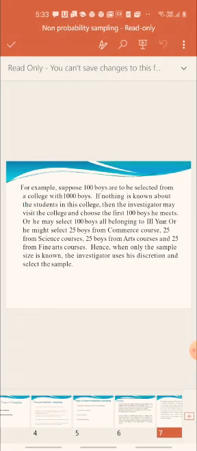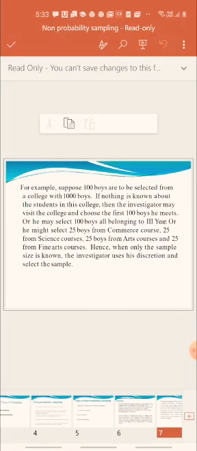For example, suppose 100 boys are to be selected from a college with 1000 boys, right? So the population is 1000 and you have to collect a sample of 100 boys. If nothing is known about the students in the college, then the investigator visits the college and chooses the first 100 boys he meets. So that is also the judgment of the researcher.